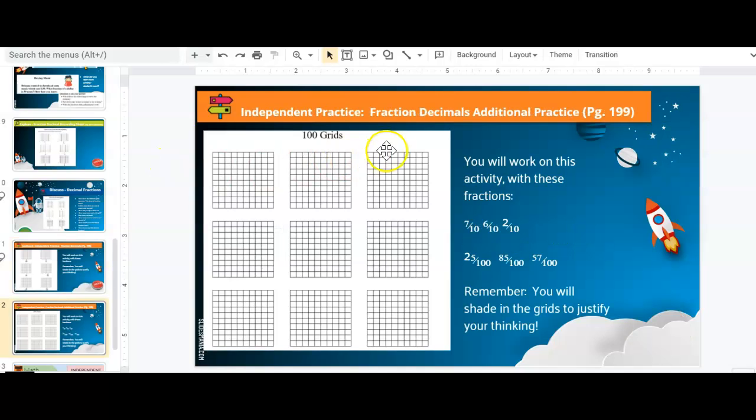Now the next one is also dealing with the grids. Page 199. Page 199, I want you to shade in, says you will work on this activity with these fractions, 7/10, 6/10, 2/10, 25/100, 85/100, 57/100. So you're going to shade in the grids to justify your thinking. I want you to label them. So if you choose this and you shade it in to be 7/10, make sure to label it 7/10 at the top or the side of it or the bottom. So make sure to label each one.